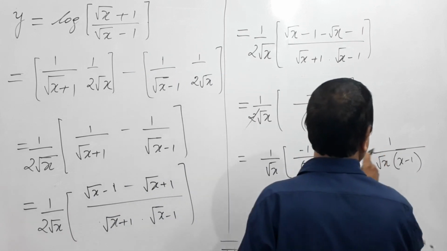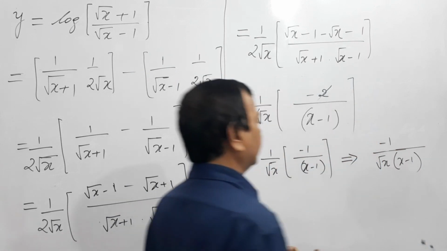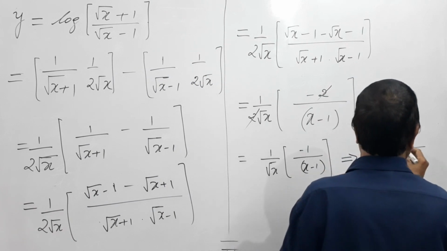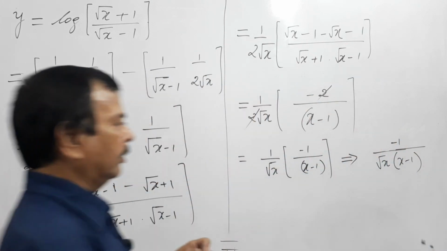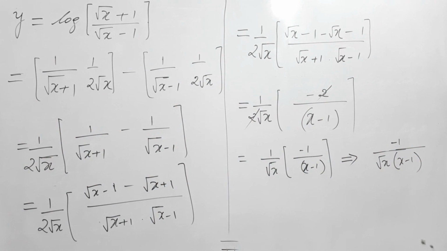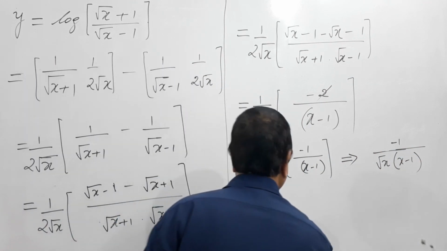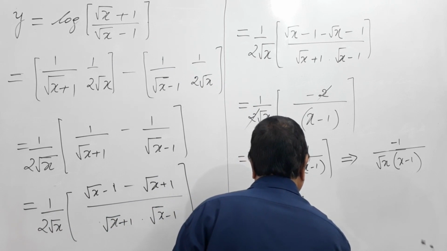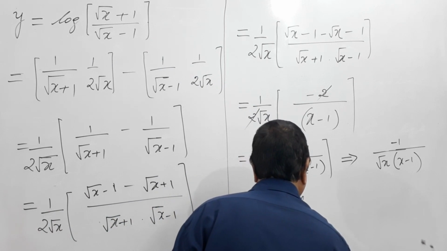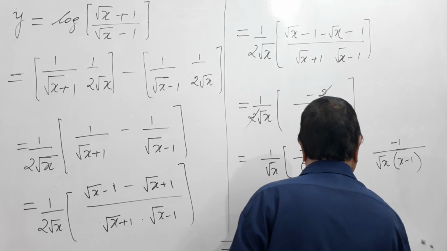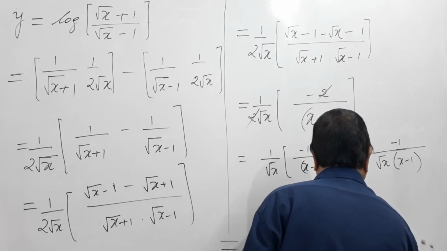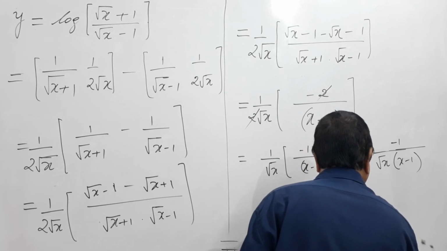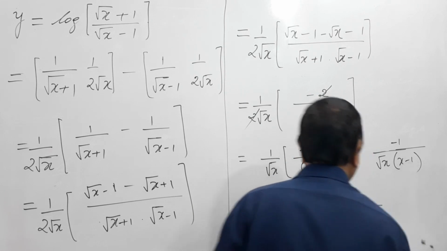So I put this minus sign here, or still to look neat, minus 1 by root x into x minus 1. Therefore, dy by dx equals minus 1 by under the root x into x minus 1. This is the answer.